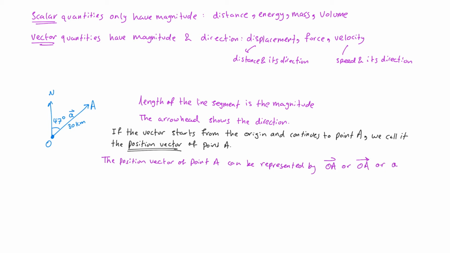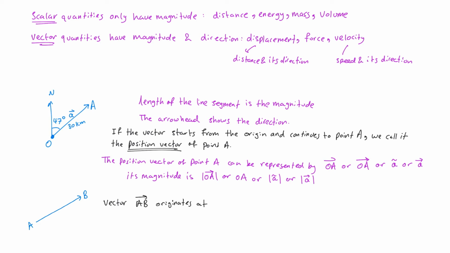The position vector of point A can be represented by the following symbols. You can write it as OA with a vector sign above it, or you can write it as A with a squiggly mark above it, or you can write it as A with an arrowhead above it. This says that A is the vector, and when you write it as OA, it says where the starting point and the ending point are, but you have to make sure that you put that arrow on top. For its magnitude, you can use the modulus function to represent it, or you can just write OA without the arrow sign, or you can use the modulus sign again and say it's vector A with a squiggly mark or an arrowhead on top.